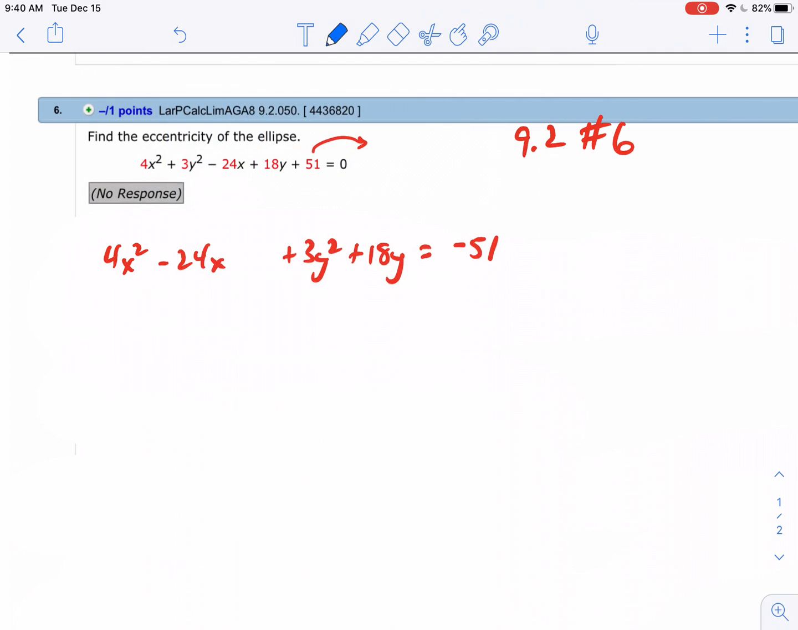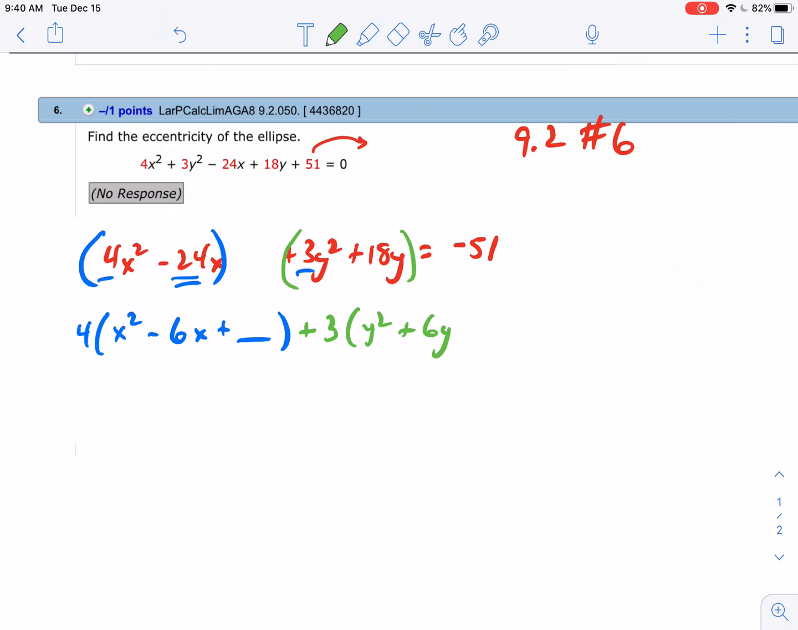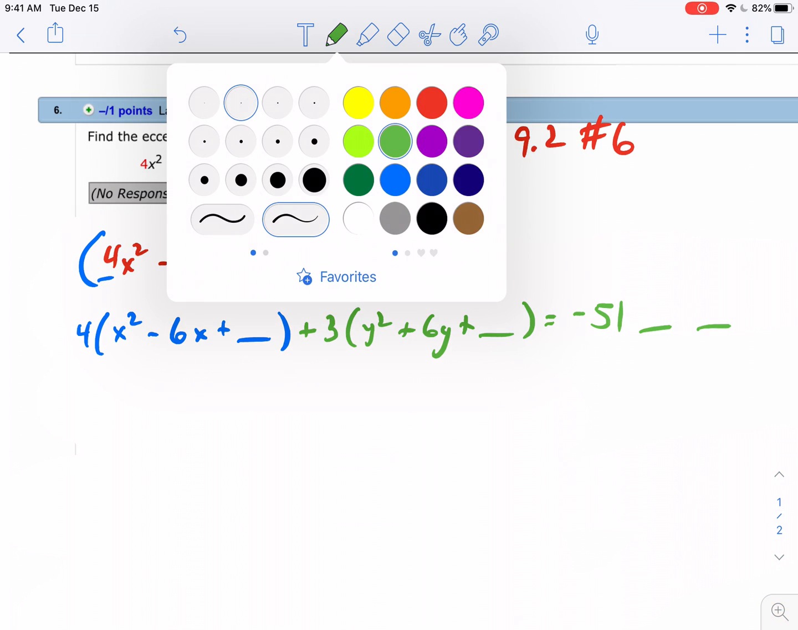Now, we always want the stuff in front of the squared values to be 1. So we have to factor a 4 out here, and then you also have to do it from the next term. So it's kind of like you're grouping these two terms together, and that will be negative 6x. I know I will be adding something new right there. Then over here, I factor out a 3. Remember, you're kind of grouping those two together, so then that's also a 6y. And then I have negative 51, and we can see that we're going to be adding a few new numbers.